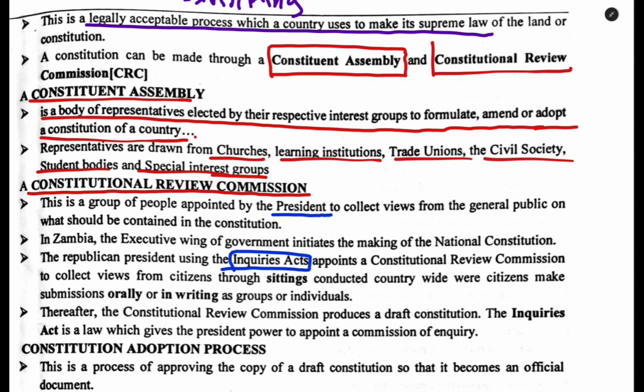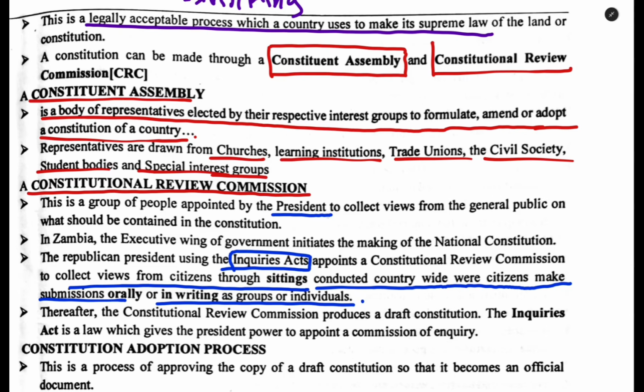So very important. Now, this Constitution Review Commission collects views from the citizens by conducting sittings countrywide, where citizens make submissions orally or in writing. Okay? In groups or as individuals. So when this Constitution Review Commission is appointed by the president, they go out there and collect information. They come up with a draft. Okay? So that is the process.